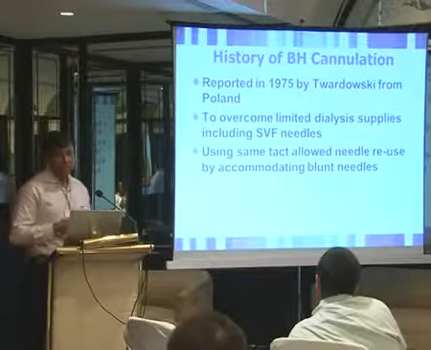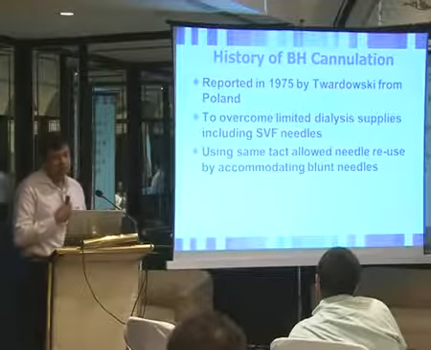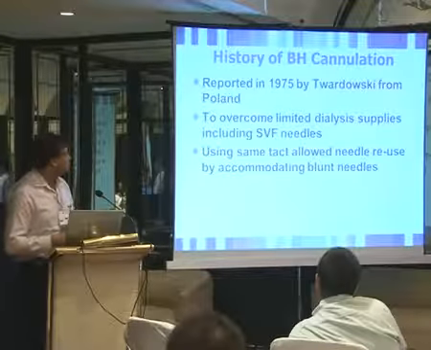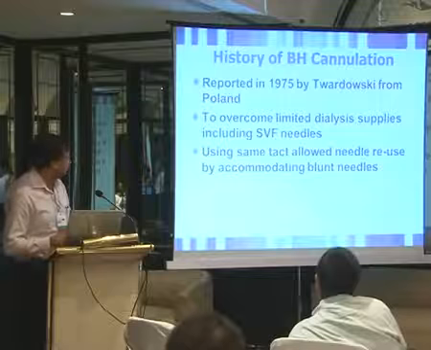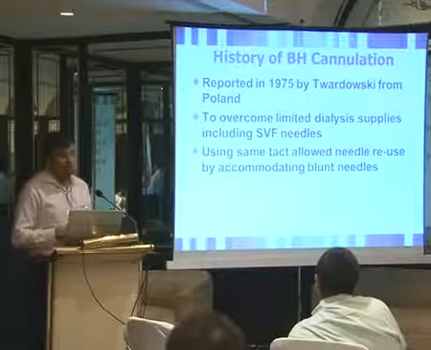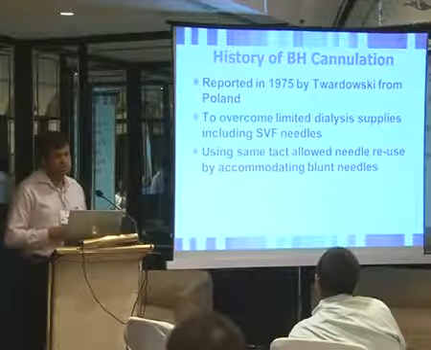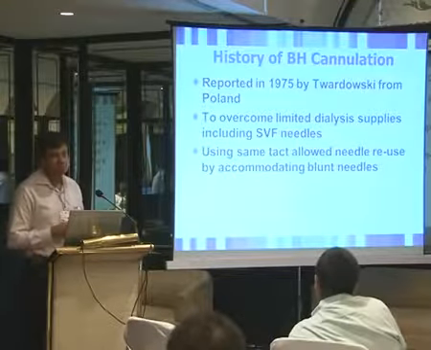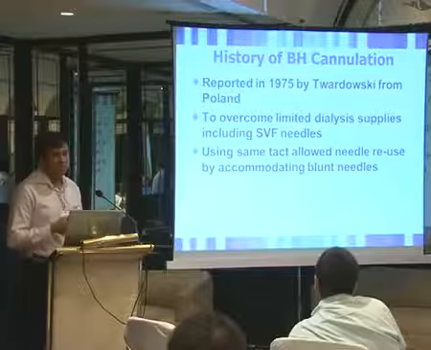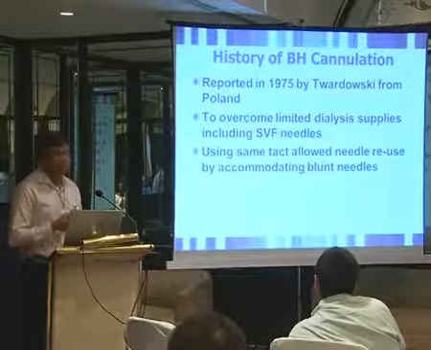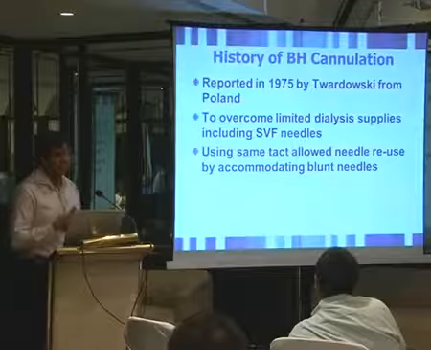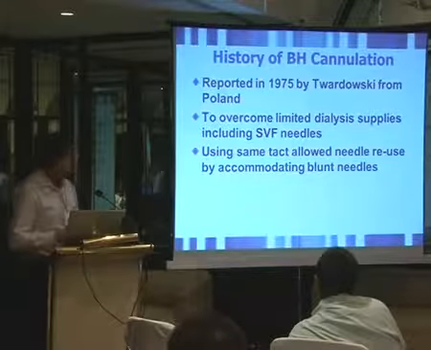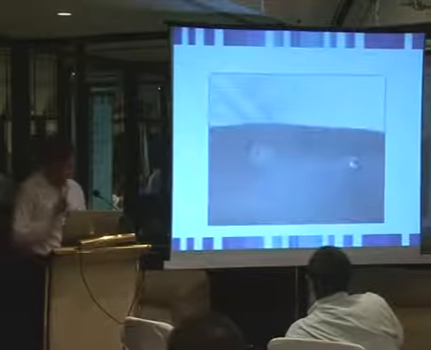But it started off with a very peculiar problem. It was first reported from Poland by Twardowski in 1975 to 77, first in Polish and then in English literature. What he faced was acute shortage of dialysis supplies, and that included the AV fistula needles, and he was forced to reuse them. So if you reuse the AV fistula needles, they tend to get blunted. And he found that if you use the same tract again and again, you can use those blunted AV fistula needles. And this is what he described initially in 1975 and 77.